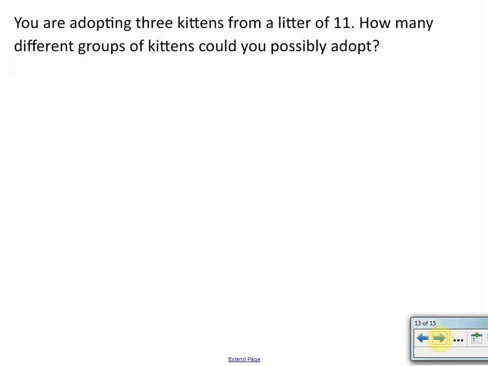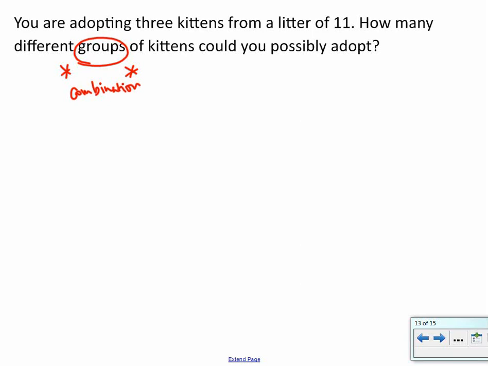You are adopting 3 kittens from a litter of 11. I don't know why you'd want 3 kittens, but maybe you do. How many different groups of kittens could you possibly adopt? Now, you'll see the word group here. Groups is a keyword that tells us combination. Not always, but most of the time when you are making groups of things, the order of those things doesn't matter.